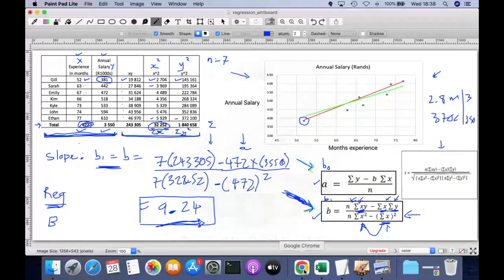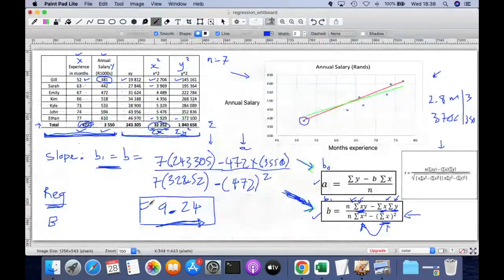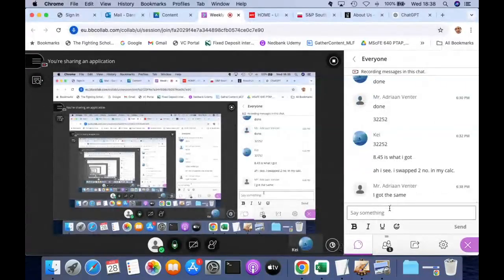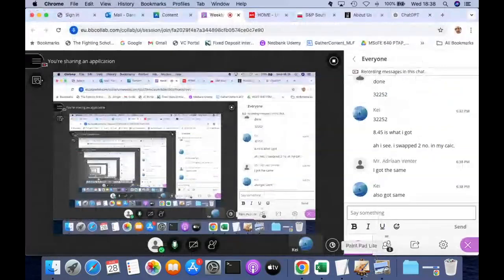Everyone? Anyone didn't get that answer using the method I just explained on your calculator? Did I lose you? Would you want me to repeat that? It's good that you identify where your mistake was. Everyone got 9.24, right? Okay.